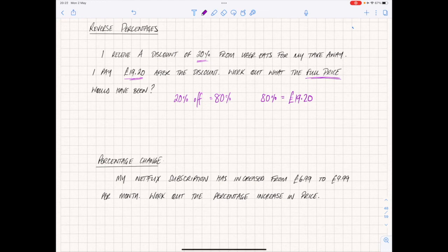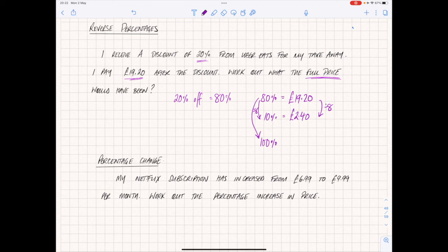Well, 80% is not the full price. The full price actually would be 100%. So the question you have to ask yourself is, how do you go from 80 to 100? Well, there's a couple of ways you could do it. You could either divide this by 8. If you divide 80 by 8, that gives you your 10%. Okay? And 10%, so then £19.20 needs to also be divided by 8, and that gives you £2.40.